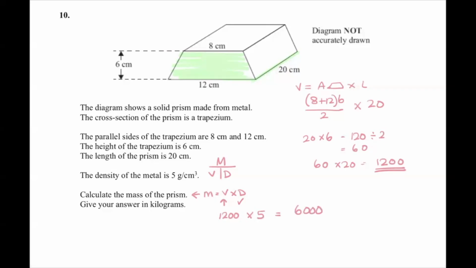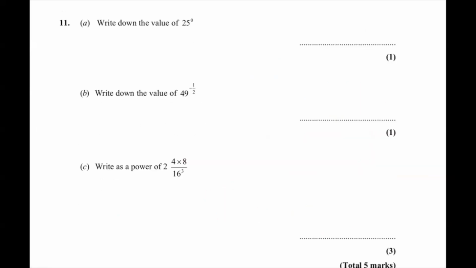6,000. Now it says, give your answer in kilograms. If you look at our density, you can see that we were given grams. That means our mass is grams. We will just need to divide by 1,000 to get this into kilograms as requested.